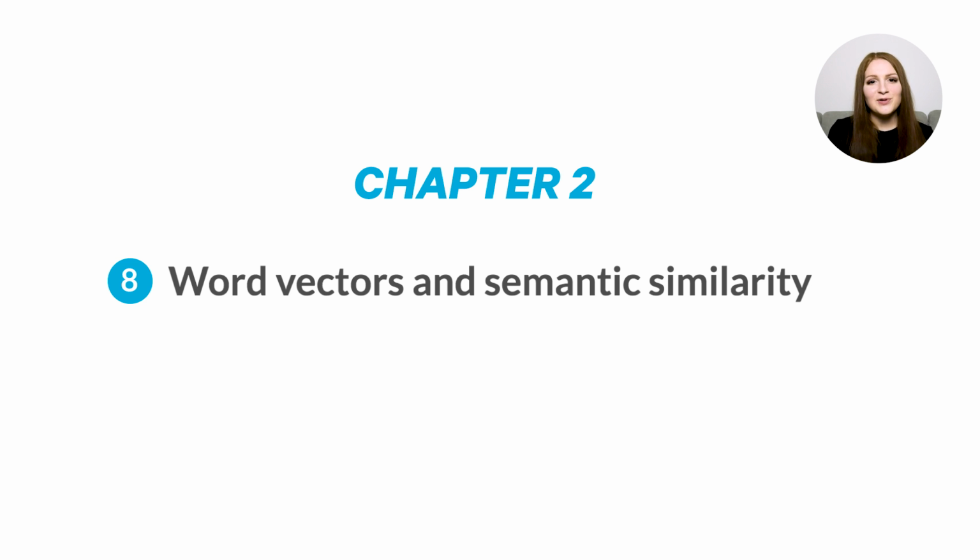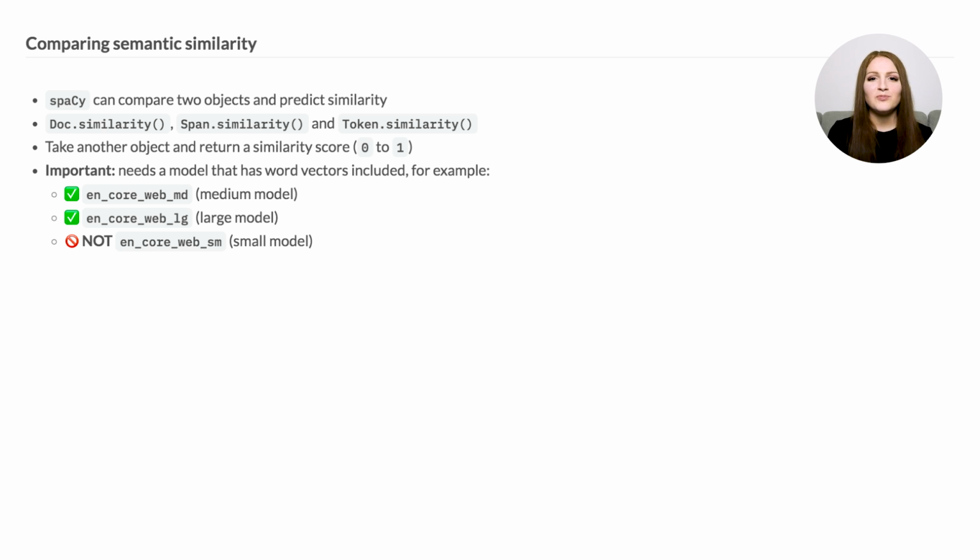In this lesson, you'll learn how to use spaCy to predict how similar documents, spans and tokens are to each other. You'll also learn how to use word vectors and how to take advantage of them in your NLP application. spaCy can compare two objects and predict how similar they are. For example, documents, spans, or single tokens. The doc, token, and span objects have a .similarity method that takes another object and returns a floating point number between 0 and 1, indicating how similar they are.